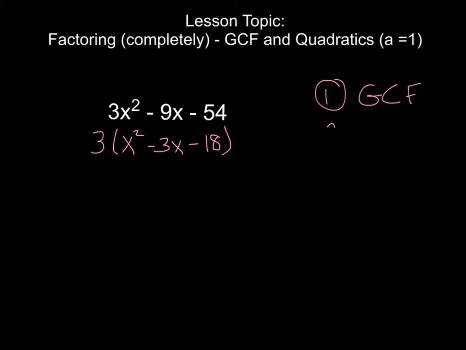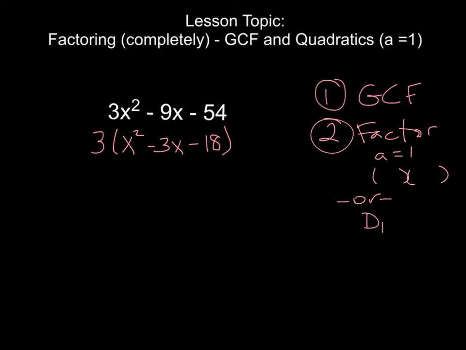So the next step we're always going to look for is to factor when a equals 1, which is our two sets of parentheses, or look for a difference of squares. And again, that still will factor into two sets of parentheses. In this case, we have a quadratic where a equals 1, so we're going to factor this as we learned in the previous lesson.